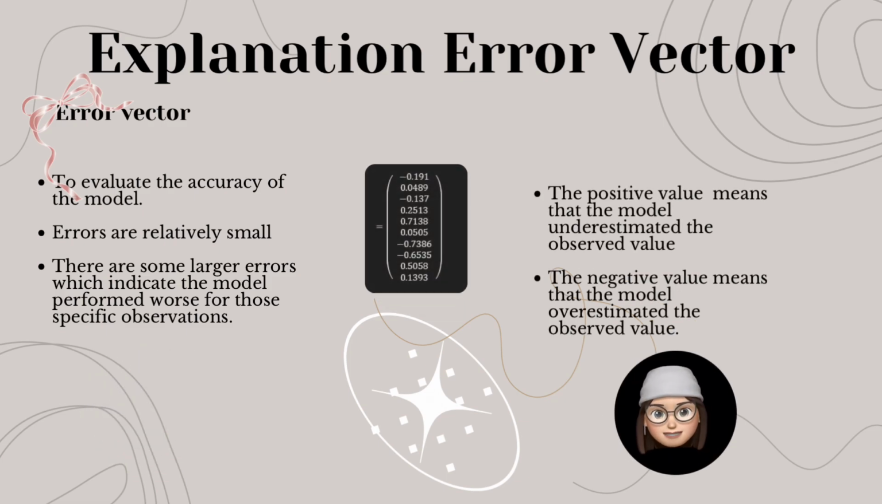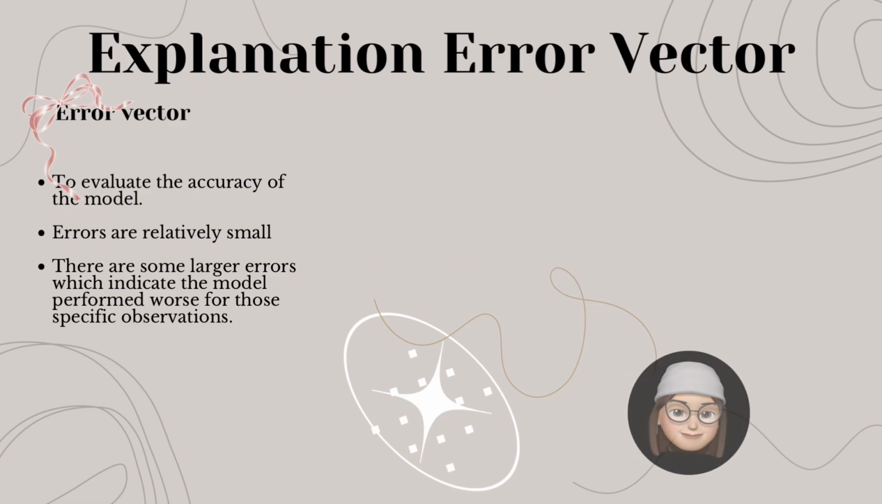The list of the error vector shows that mostly the errors are relatively small, but there are also some larger errors. For the positive value, it means that the model underestimates the observed value. Meanwhile, for the negative value, it means that the model overestimates the observed value.